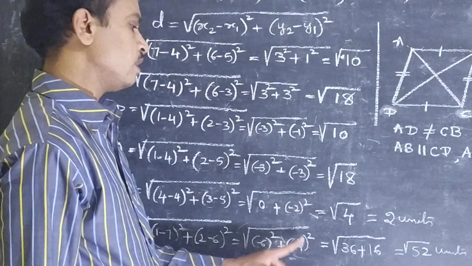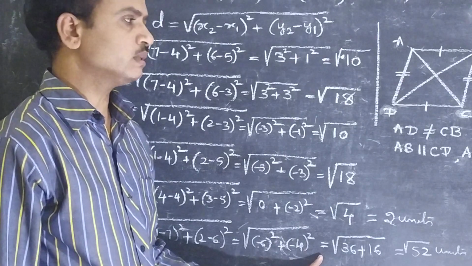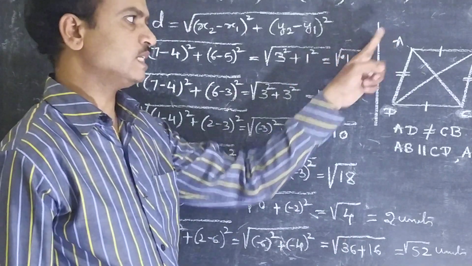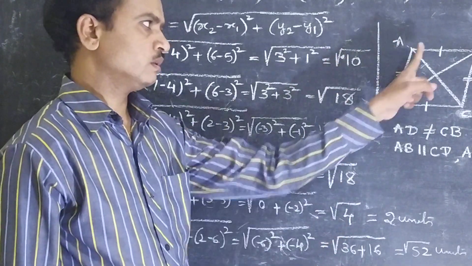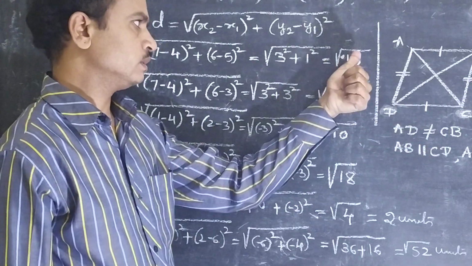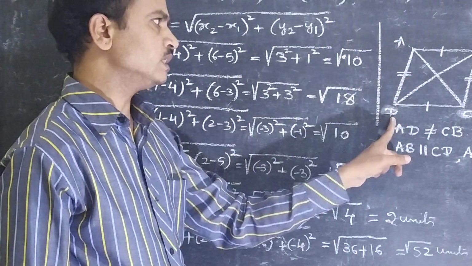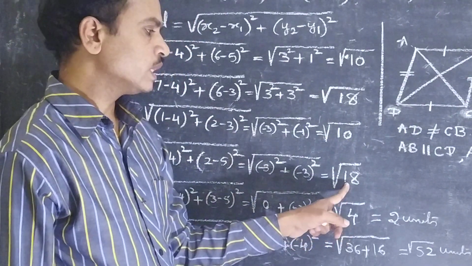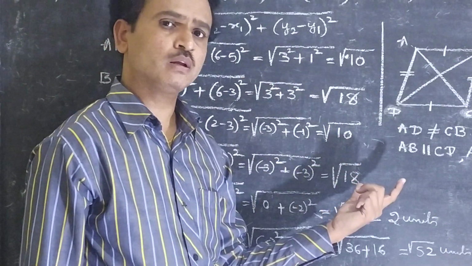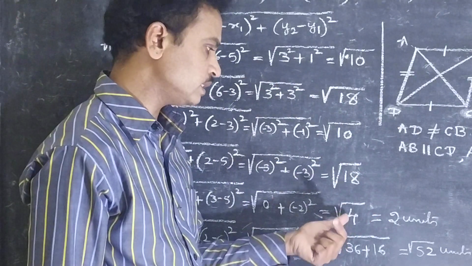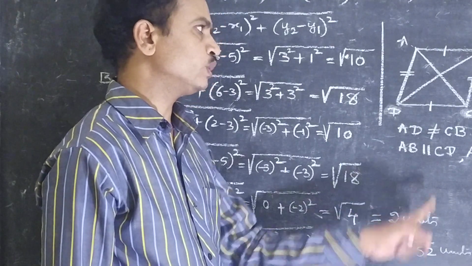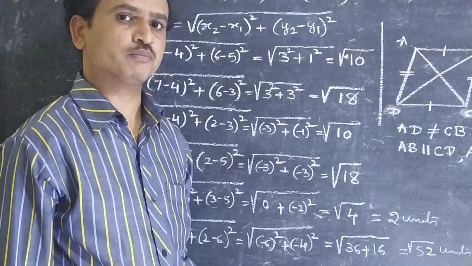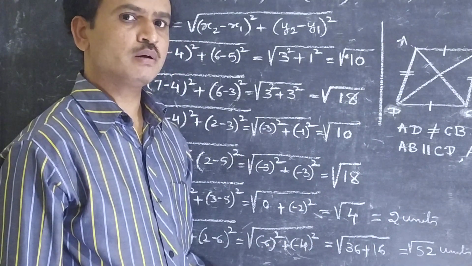So here diagonals are unequal. When diagonals are unequal, this is a parallelogram. Opposite sides are equal: AB is equal to CD, we got root 10, root 10, and AD is equal to BC, root 18, root 18. Then when opposite sides are equal, we find diagonals. Diagonals are unequal, 2 and root 52. So this is a parallelogram, not a special quadrilateral.